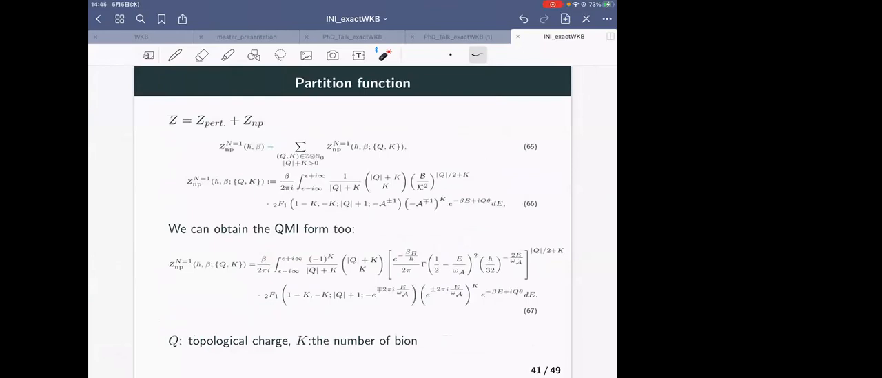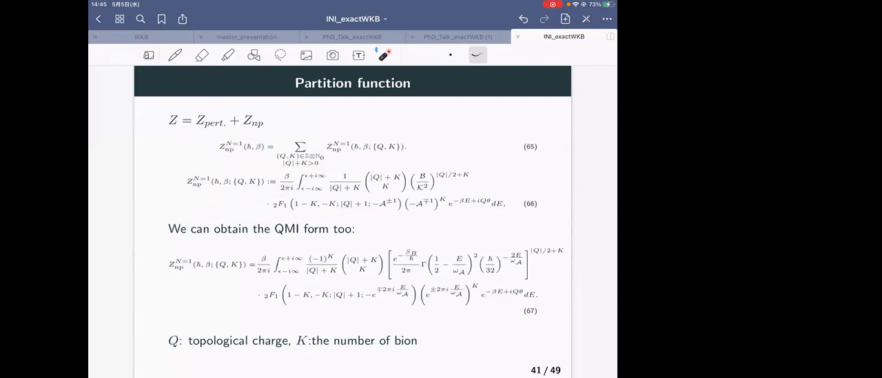So we obtain the D, so we can calculate the partition function directly. The result is this one. First, this Q and K: Q is the topological charge, or you can say the number of instantons. And K is the number of baryons, or neutral baryons. And the partition function is expressed as this summation. And this quantity, I mean, the unit is written like this. This F is a hypergeometric function. So this is a symbolic form.